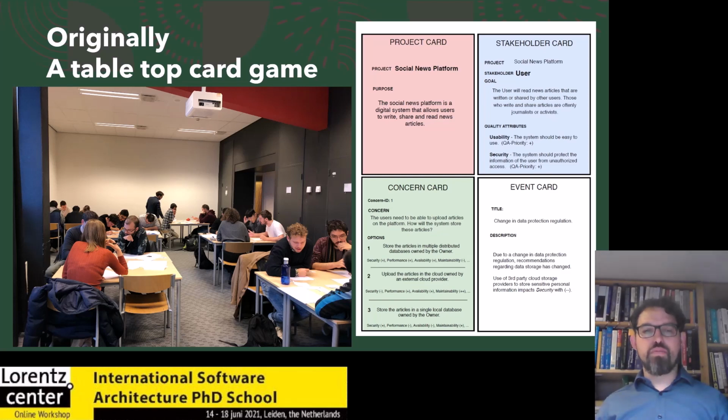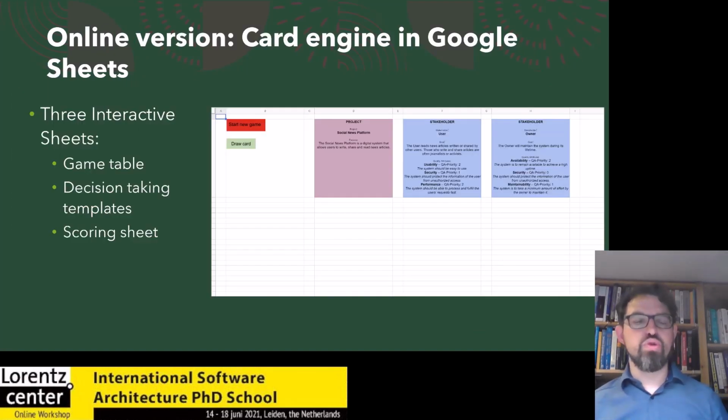Since we are all online now, we actually moved the game to an online game engine that we programmed in Google Sheets. And I will show you how this works by going to the Google Sheet. But the thing that I want to make you aware of is that in order to play the game, you actually need to have a Google account, because as the very first step you need to make a copy of the game card engine to your own Google Drive so that you can actually run the scripts that are part of the game engine.